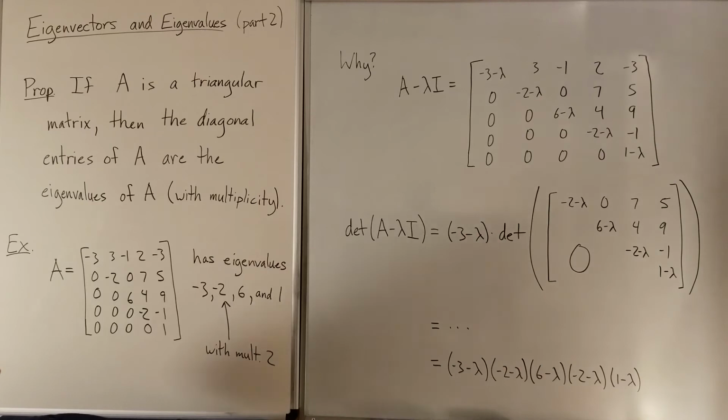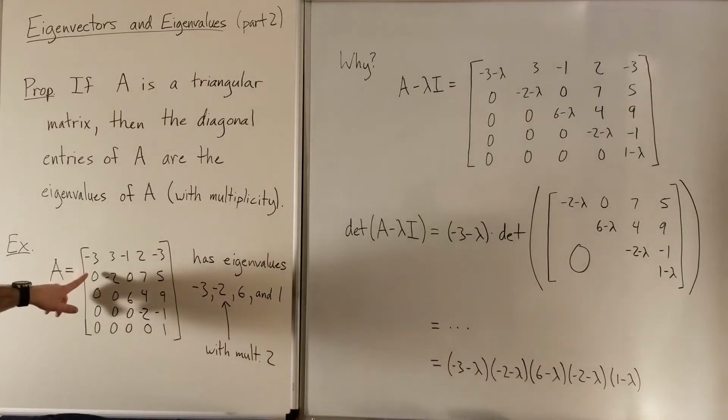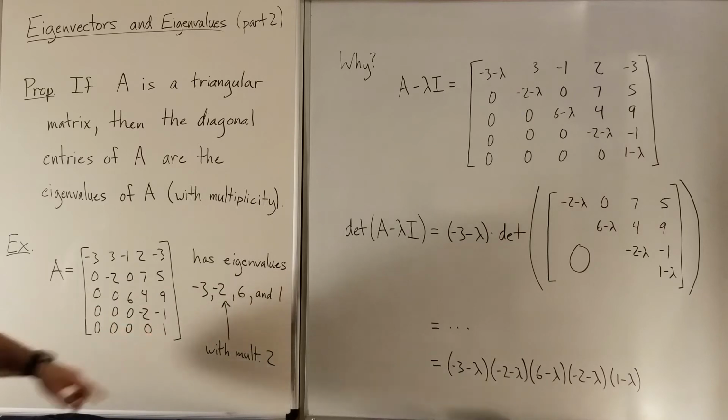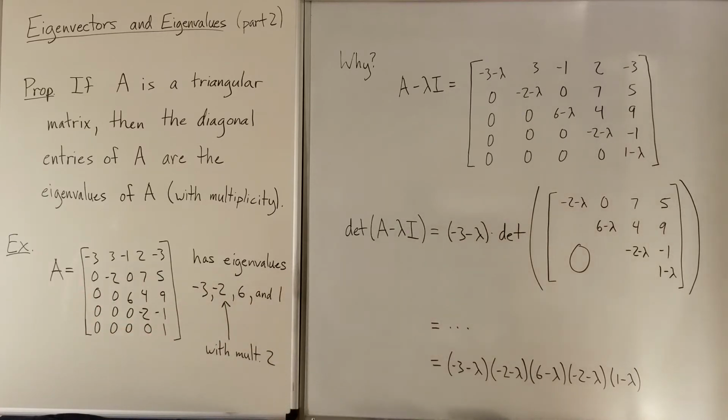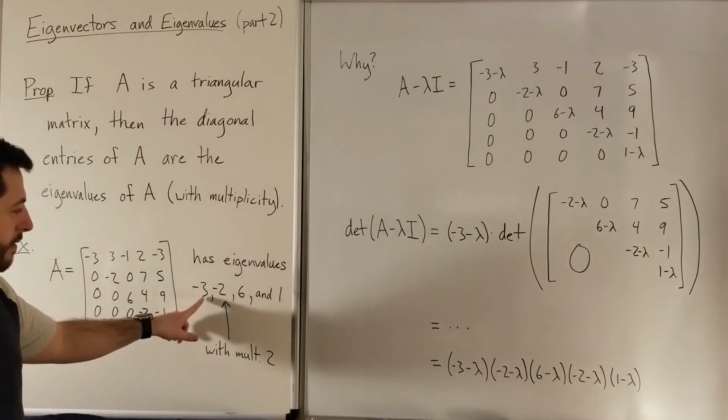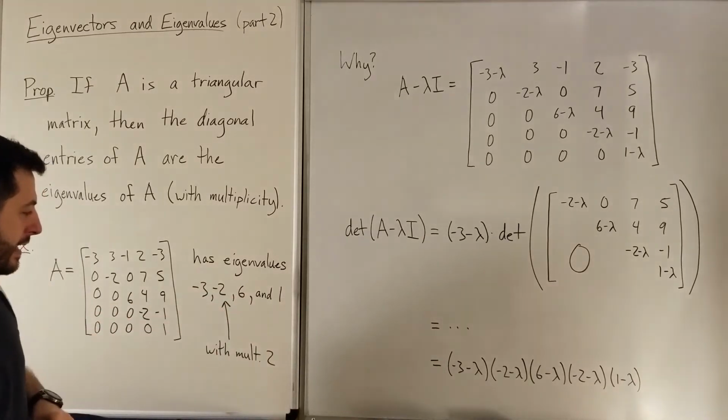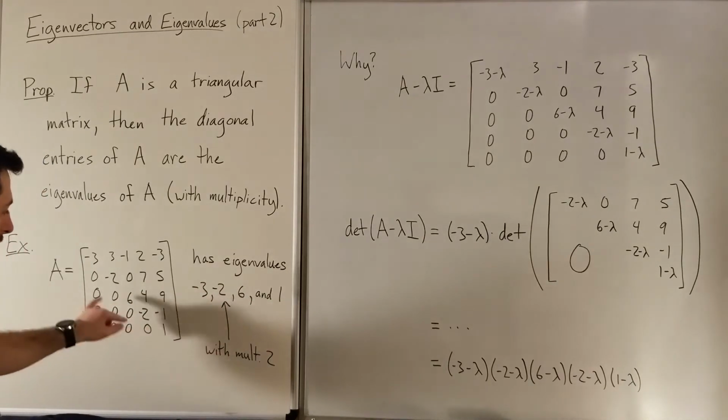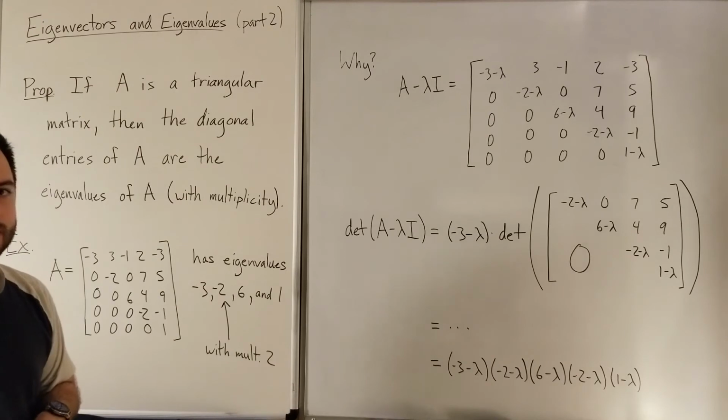So let's take a look at this. We have -3, -2, 6, -2, and 1. So -2 is repeated twice. We can say that the eigenvalues are exactly the numbers on the diagonal, and -2, because it's repeated twice, has multiplicity 2.